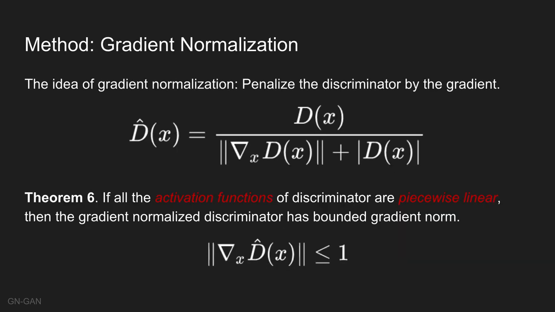The gradient normalization is in the following formulation. The discriminator d of x is divided by the gradient norm plus absolute value of d of x. In Theorem 6, we prove that the gradient normalization has fixed boundary value, and this property holds for models which only contain piecewise linear activation functions. Until now, we know that the gradient normalization is a hard constraint. For the other two properties, we can observe the formulation and find that this method is only related to the gradient, which means gradient normalization is a model-wise and non-sampling based method.